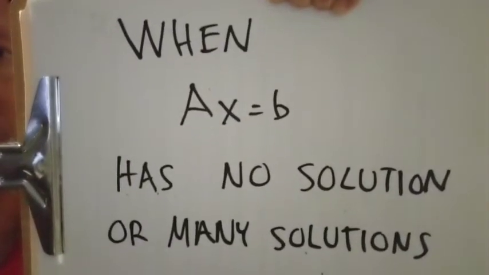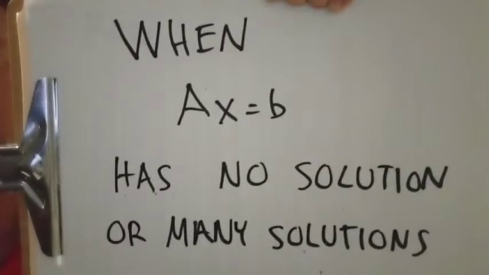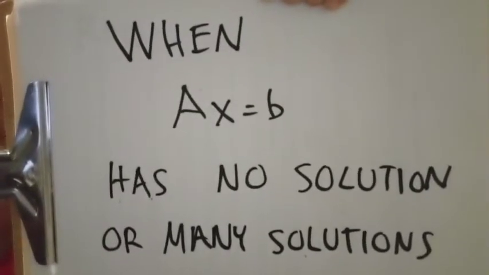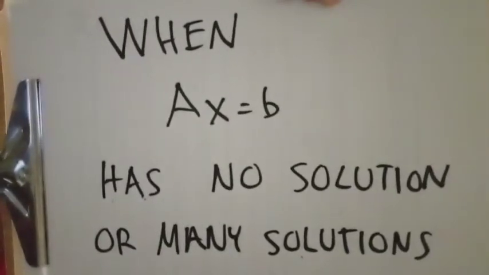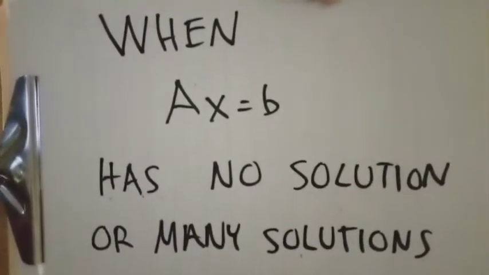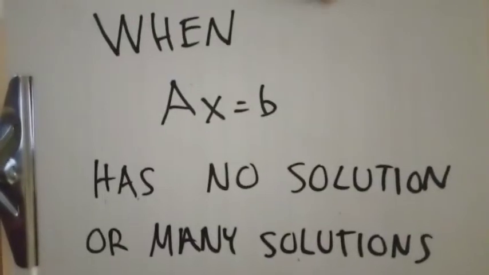So far in our examples of solving linear systems of equations, we've had a unique solution to the system. But I mentioned that it's also possible there's no solution or that there's many solutions. So let's look at the other two cases.